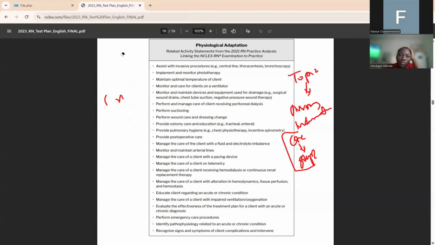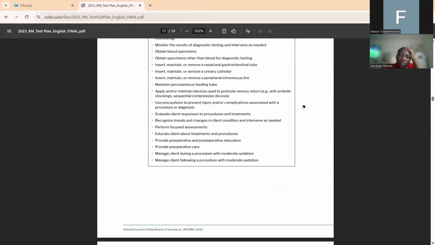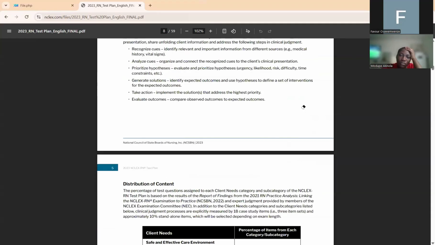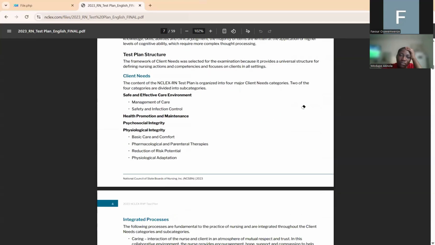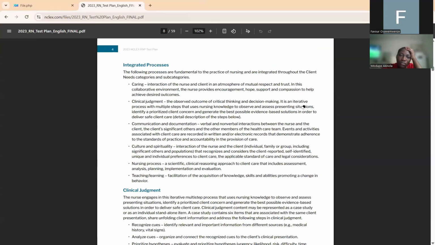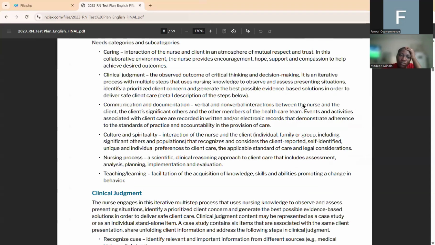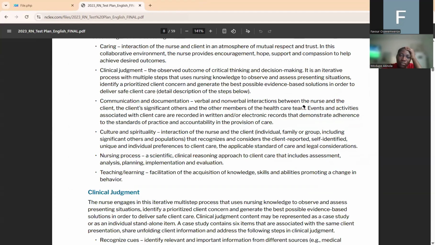We have 6 of them. We have caring, we have nursing process, we have clinical judgment, we have communication and documentation, we have culture and spirituality, and we have teaching and learning. So this is it right here. These are the ways you will perform any care in nursing: caring, clinical judgment, communication and documentation, culture and spirituality, nursing process, teaching and learning.